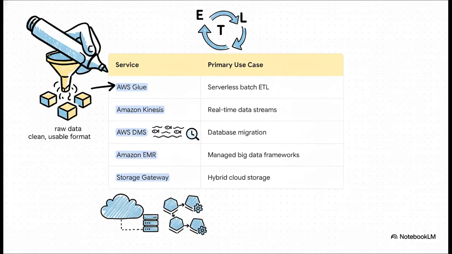Okay, this slide is basically your cheat sheet. We've got Glue for serverless batch ETL. If you hear real-time stream, you should think Amazon Kinesis. If the problem is migrate an existing database, the answer is AWS DMS. Need to run a massive Spark or Hadoop job? That's a job for Amazon EMR. And if you just need to connect your on-premise storage to AWS, you'll want Storage Gateway. Each tool has its perfect job.